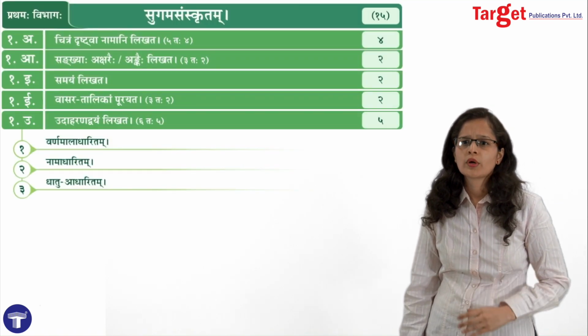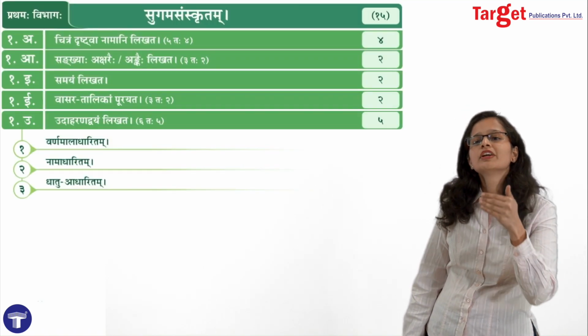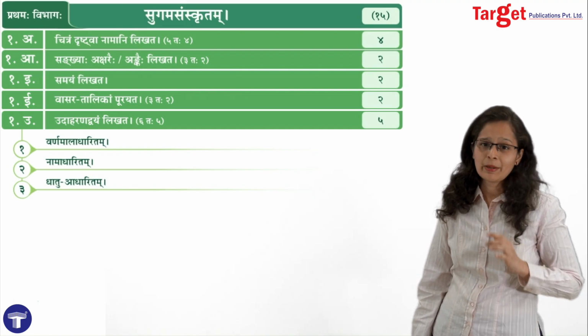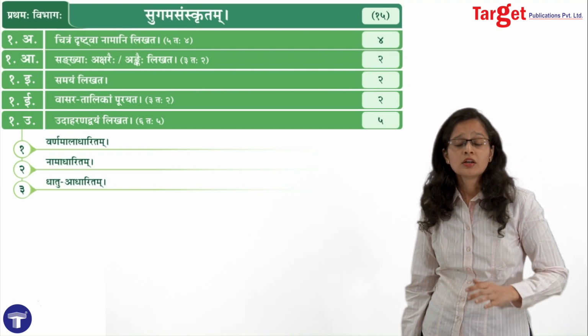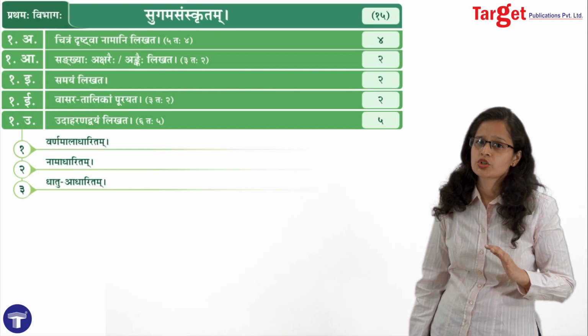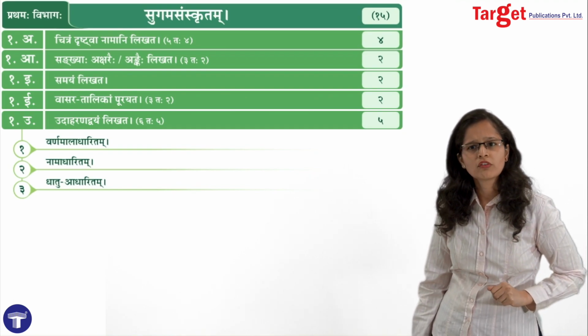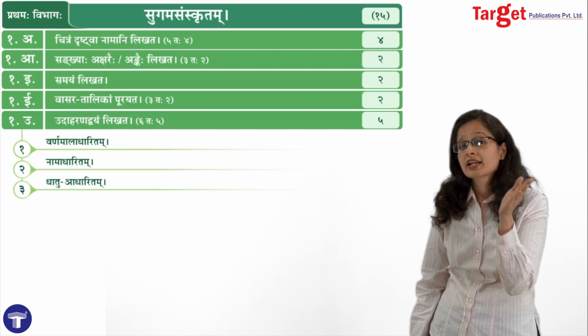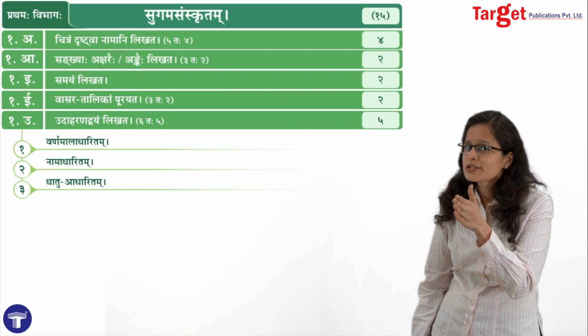So what we'll do now is we will understand Vibhagaha by Vibhagaha all the sections of the paper. So the Prathama Vibhagaha, which is of the Sugam Sanskritam, is having 15 marks allotted to it. What are we going to have over here? This is going to check your vocabulary. So let's understand the Prashna and the explanation to it.